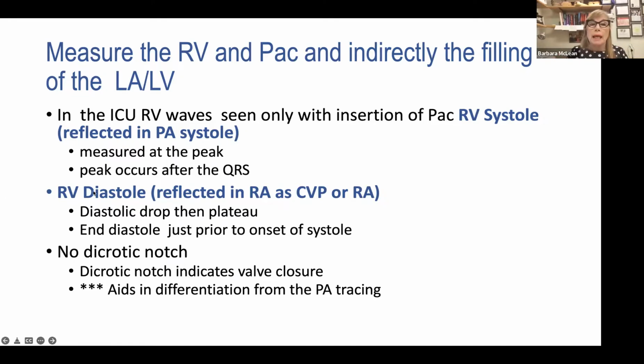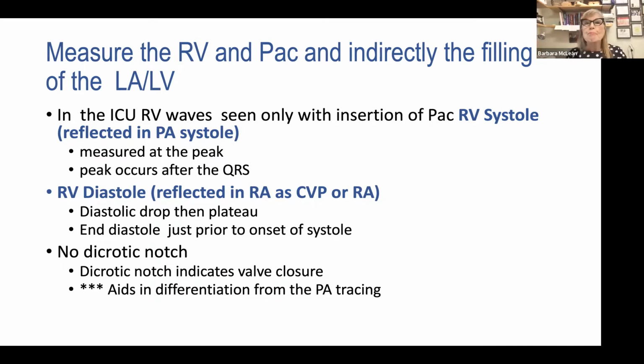RV diastole is actually reflected because remember that big drop in the RV pressure? When that RV pressure drops, empties, empties, empties, and drops down, the tricuspid valve opens and the RA is filling the RV. So we're going to see RV diastole in our CVP or in our RA, because remember, we're not monitoring the RV. We're going to take PA systole as RV systole, and we're going to take CVP or RA as RV diastole. So now we've surrounded the right ventricle, systole measured in the pulmonary artery, diastole reflected in the CVP.